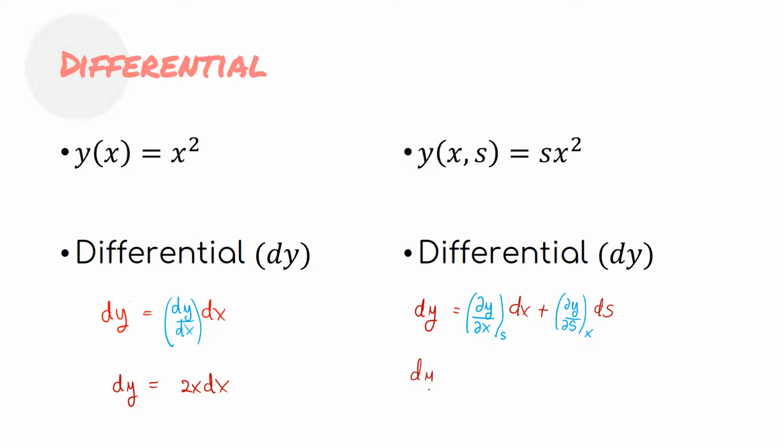So dy equals, partial y over partial x, so you have 2sx dx plus, partial y over partial s is simply just x squared ds. Okay, so this is how you write the differential dy for the multivariable function. A lot of places also call this the total differential.